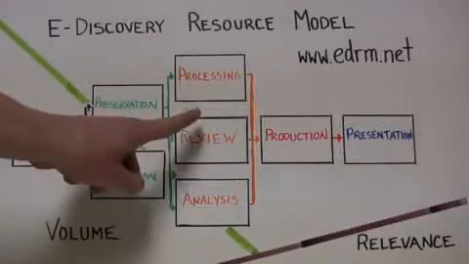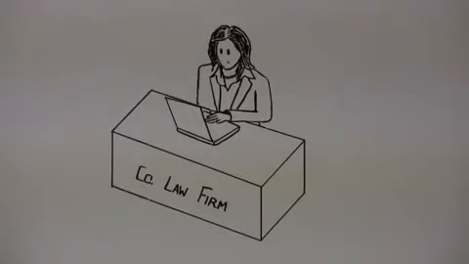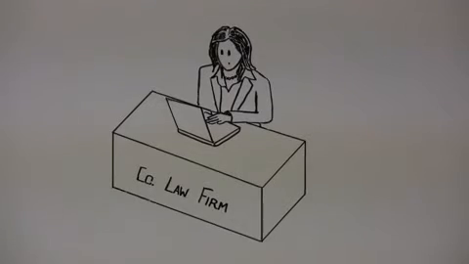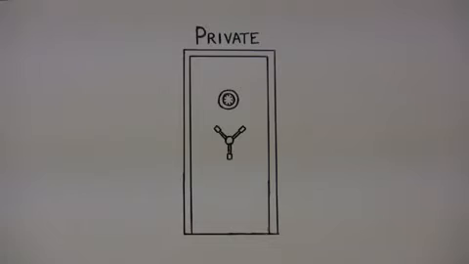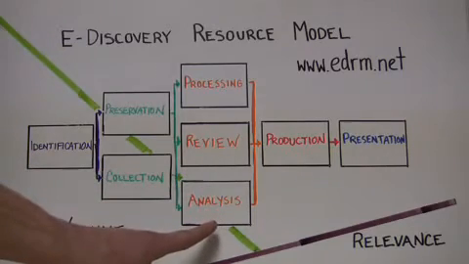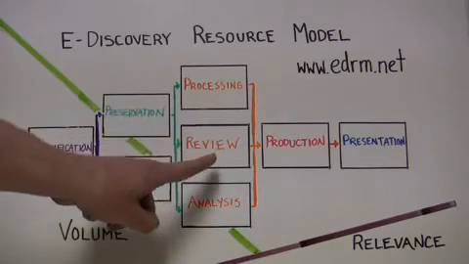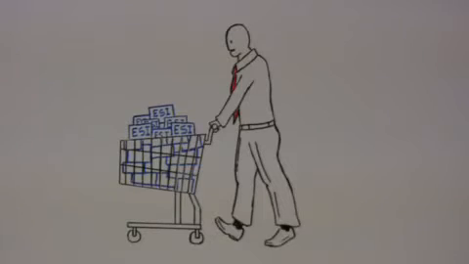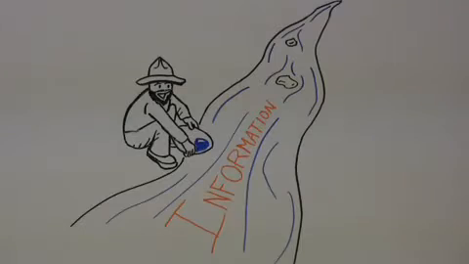Now we move on to the next step, Review. Here, the company's law firm reads through ESI that's been collected and processed to make sure that it's relevant and that none of it is considered private or privileged communication between the company and its lawyers. Analysis is an important step in this process. As data is being processed and reviewed, the company learns more about the data collected, tweaking its process to find only the most relevant information.